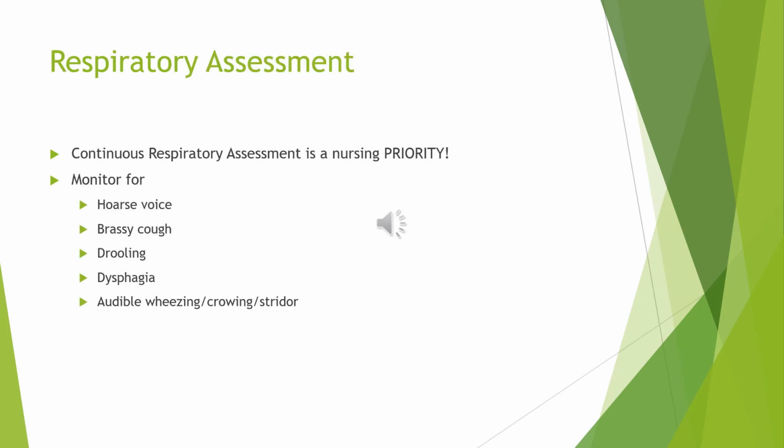On our respiratory assessment, remember that prioritizing is going to be important. So continuous respiratory assessment is going to be our nursing priority. We're going to monitor for a hoarse voice, a brassy cough, drooling and dysphagia, and also for audible wheezing and crowing or stridor sound. Again, I think I mentioned earlier that if we have any burns on our lips, face, ears, eyes, eyelids, eyebrows, eyelashes, those are strong indicators that our patient has had inhalation burns.